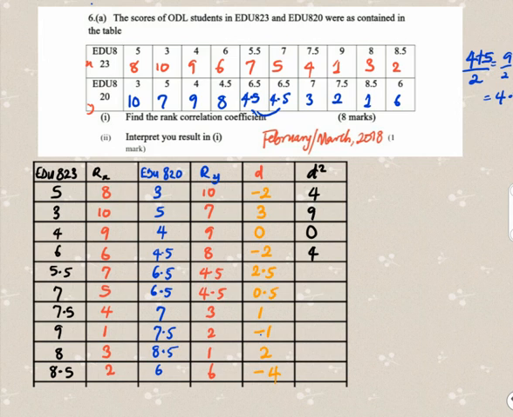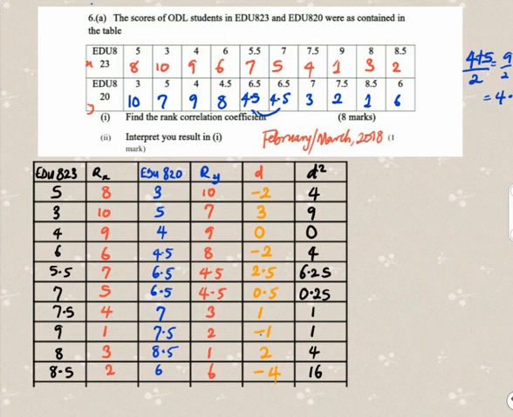So we have 2.5 also to be squared. 2.5 squared will give us 6.25. Then 0.5 squared will give us 0.25. 1 squared is still 1. Negative 1 squared is still 1. 2 squared will give us 4. And negative 4 squared will give us 16.